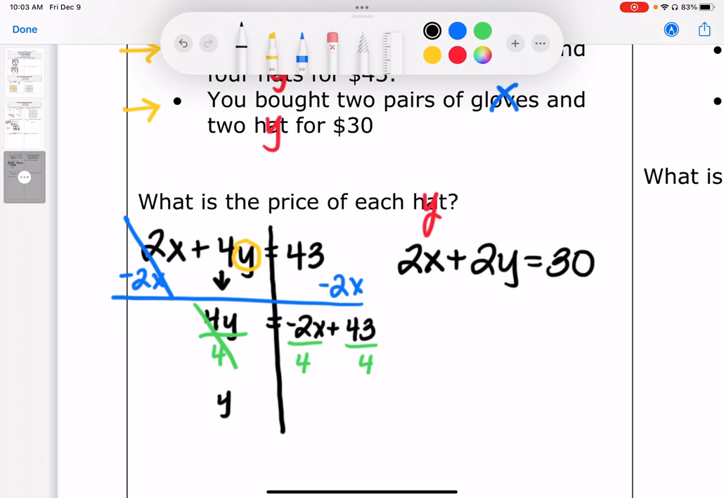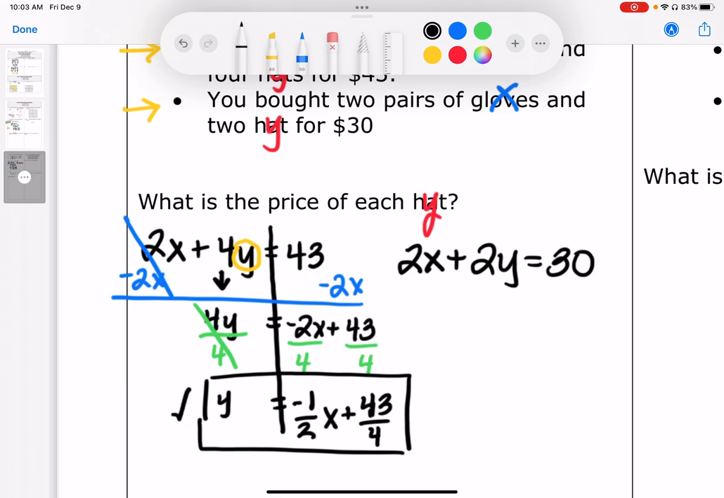In doing so, I get y equals negative 2 divided by 4 is negative 1/2, or you can leave it as negative 2 over 4. Desmos will still graph it, plus 43 over 4. And that's not going to give me a very nice number. So I can just go ahead and plug this into Desmos just like this.